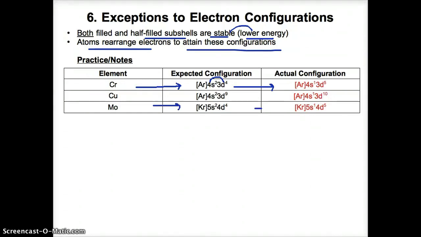Now for Cu, the expected noble gas configuration is Ar 4s2 3d9, where 4s is filled, but 3d9 is not filled nor is it half-filled. So to make this configuration more stable, one 4s subshell electron promotes to the 3d subshell, leading to Cu's more stable actual configuration of Ar 4s1 3d10. And this is more stable because it has a half-filled 4s and a filled 3d subshell. And this actual configuration put together like this is more stable than just 4s being filled by itself, okay?